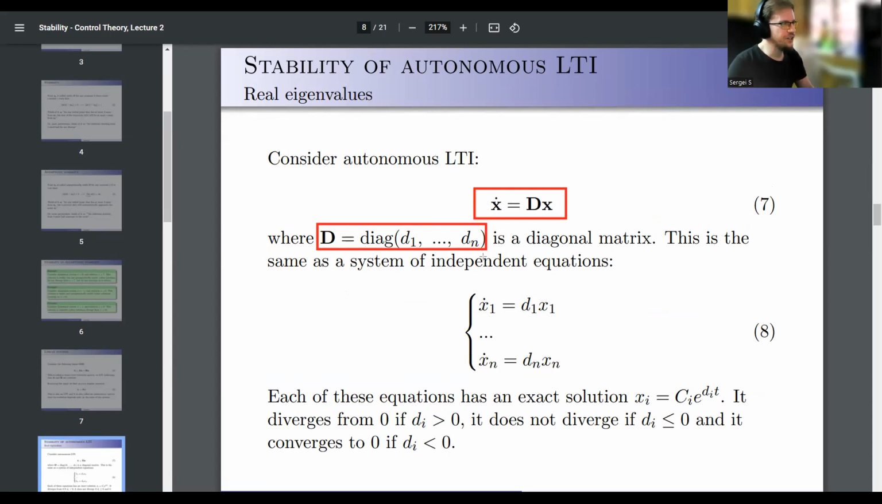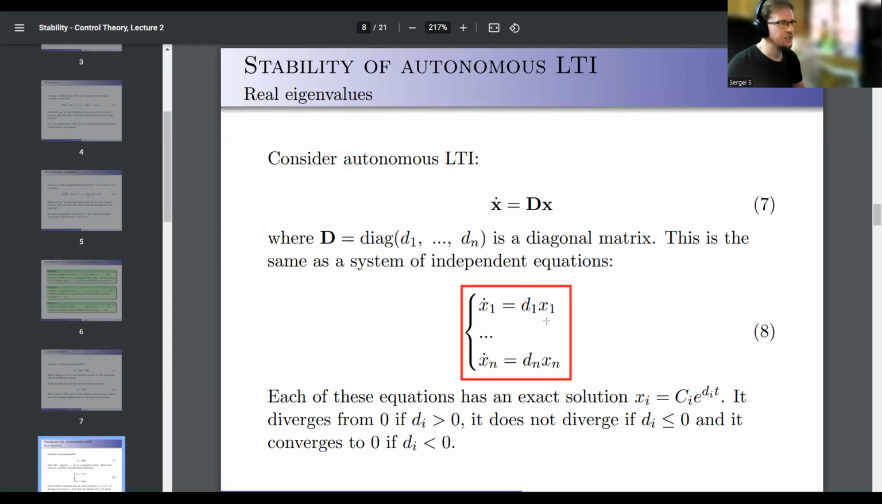Well, this is actually the same as a system of independent first order equations. X1 dot equals D1 X1, X2 dot equals D2 X2, etc. So it is just a system of independent equations. X1 does not do anything to X2, X2 doesn't do anything to X1 or X3, and so on. They are completely independent. Each of those equations has an exact solution.